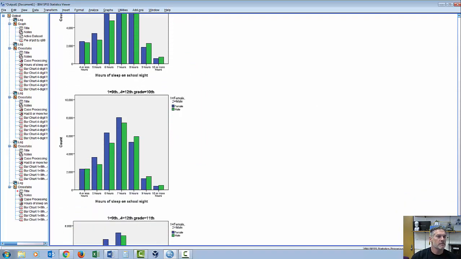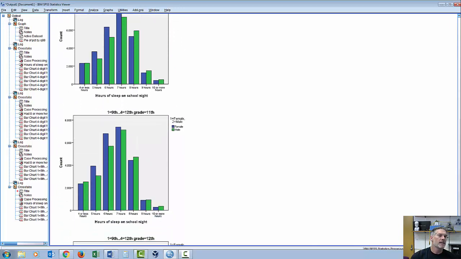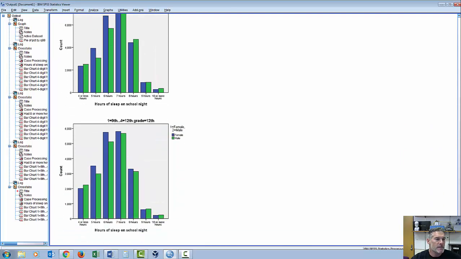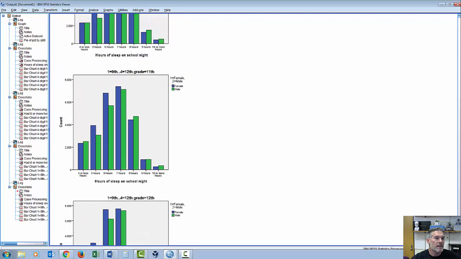So 10th graders, same pattern, about the same. 11th graders, looks like it's maybe the same, except the 8, 9, and 10 seems to be leveling off. They're not nearly as different as they were. And 12th graders, oh, they're slowly catching up, huh? That's kind of odd. The differences definitely seem to be all the way.